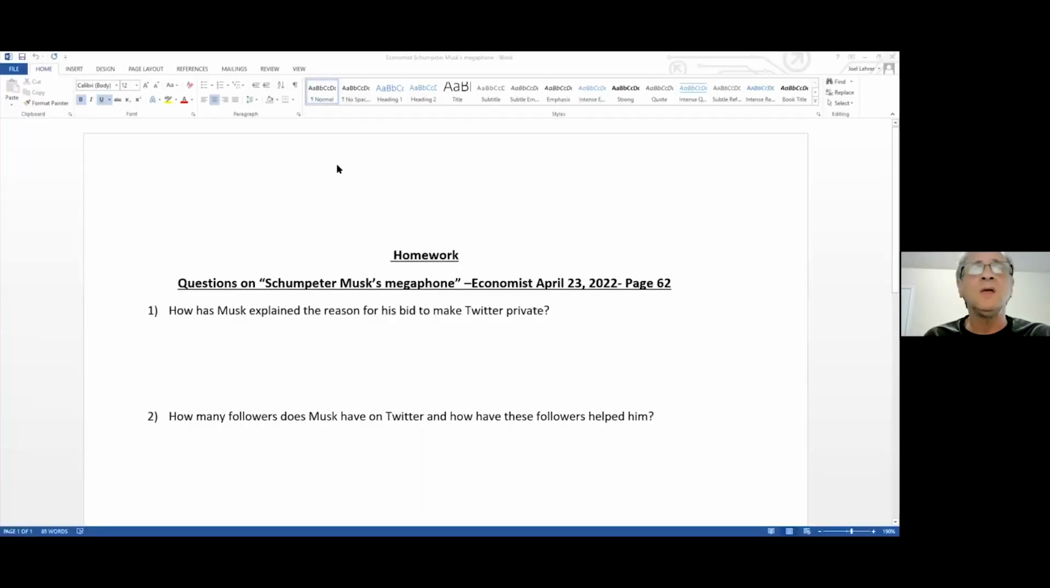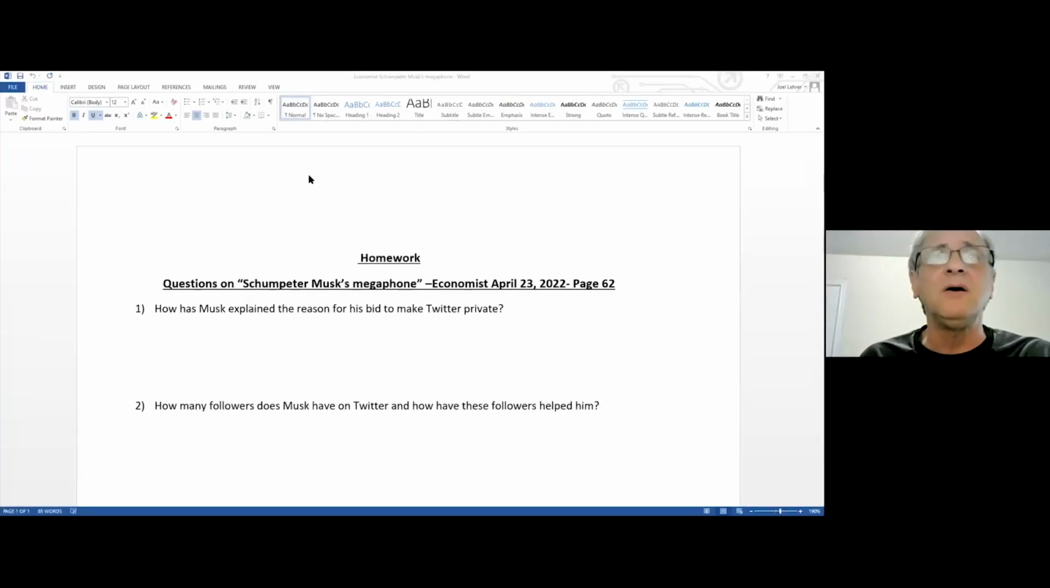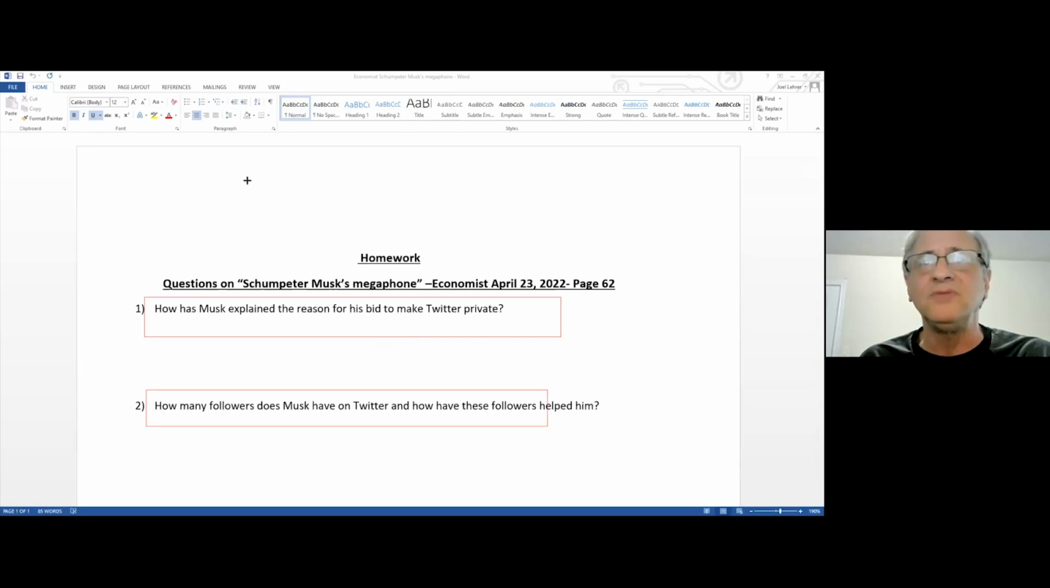So let me just show you an example of what the homework would be for this class. Now, you probably don't know any of these now, but after you read the article, you will. Number 1, how has Musk explained the reason for his bid to make Twitter private? You'll see in the article he wants to make Twitter private. You'll read why that is. Number 2, how many followers does Musk have on Twitter, and how have these followers helped him?